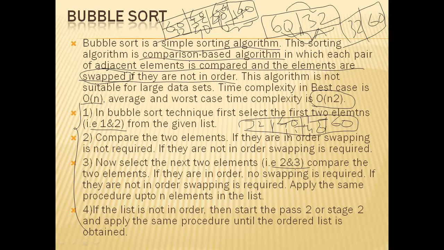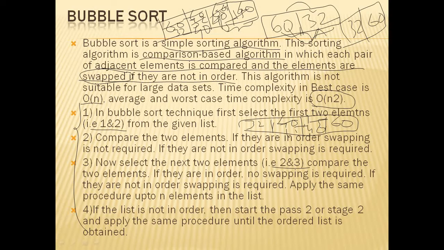That is the second pass. If the data is still not in order, then we go with the third pass. Like that, we repeat the same thing until the data is in sorting order. So this is about bubble sort.